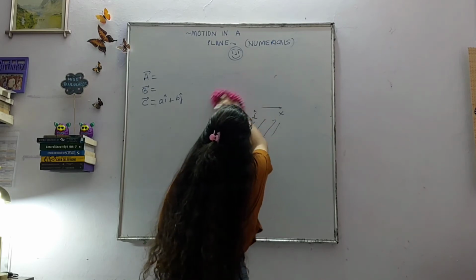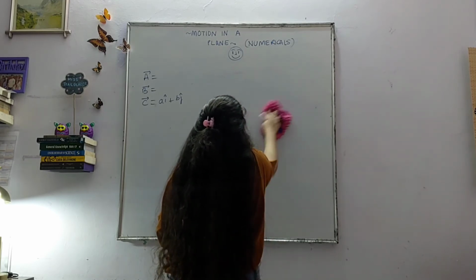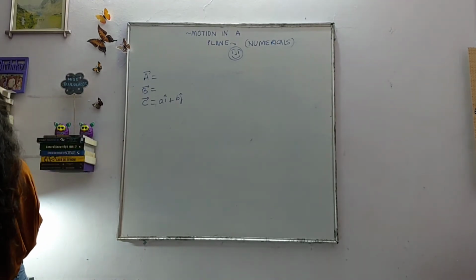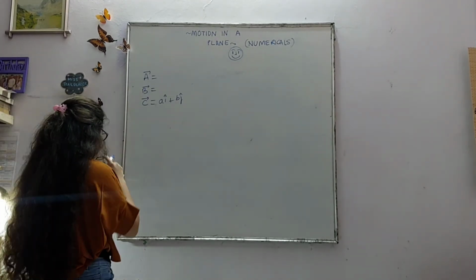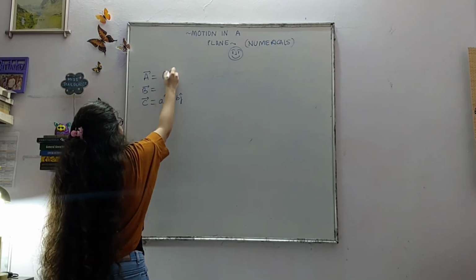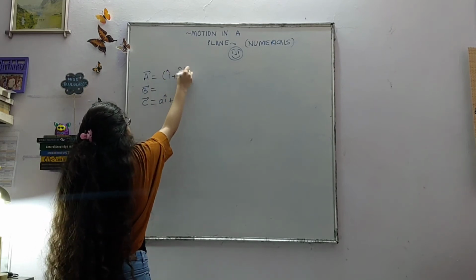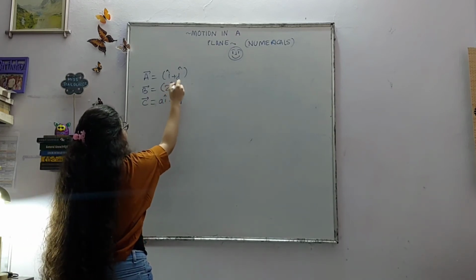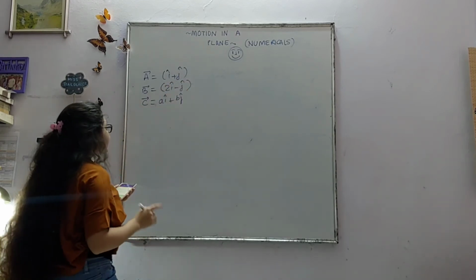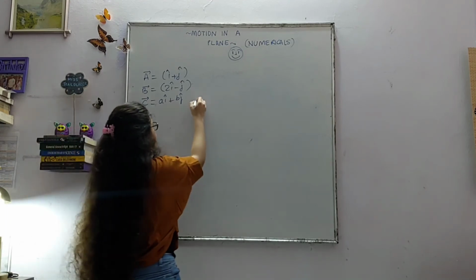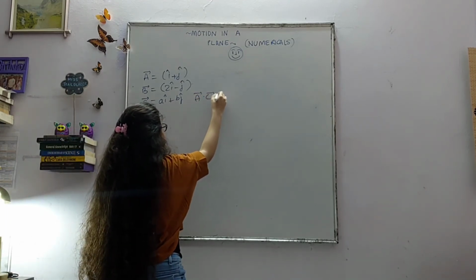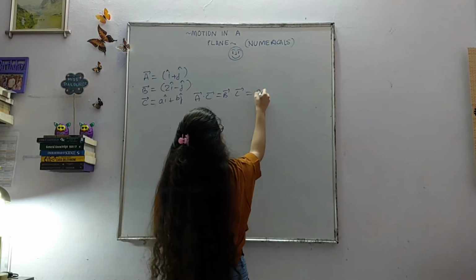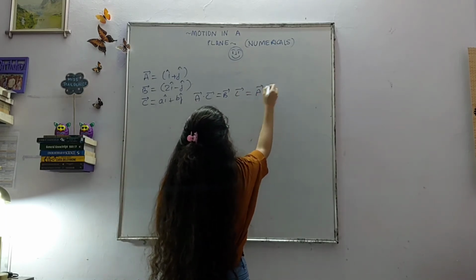If you notice, this is a very basic question. So you can try to solve it on your own now that I've already given you a hint. Okay. A vector is given as i cap plus j cap. Your B vector is given as 2i cap minus j cap. And it is given A vector dot C vector equal to B vector dot C vector, which is equal to A vector dot B vector.